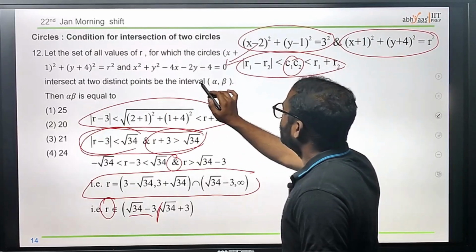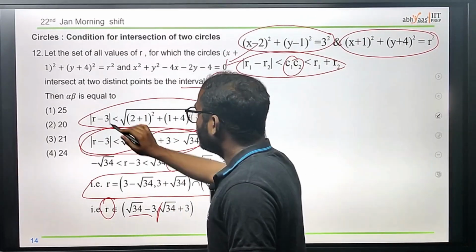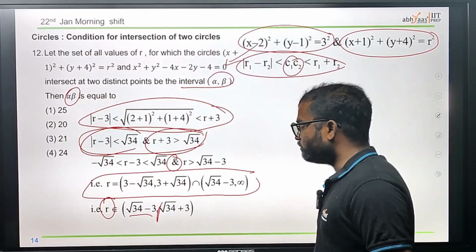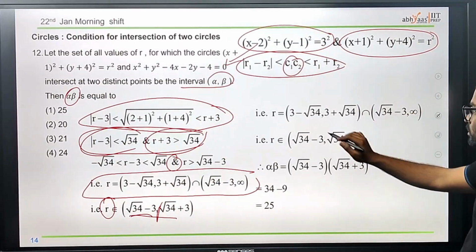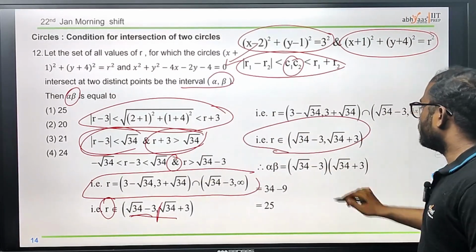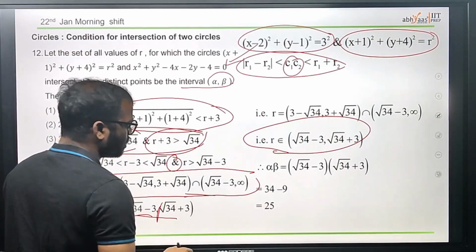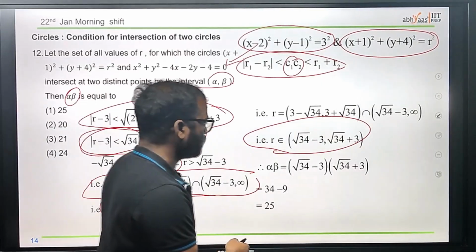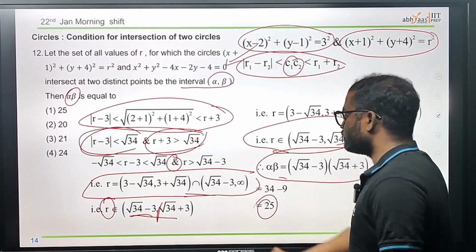Now we need to check the interval alpha comma beta. Therefore we got the alpha comma beta. Now we just do the product of this alpha and beta, which is this one. After doing that, we have this situation. See here, we need to take the intersection as well. After doing the intersection we will get this one. That is nothing, and just doing the product of it, we will get 25 as our answer.